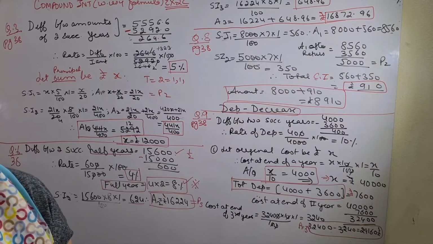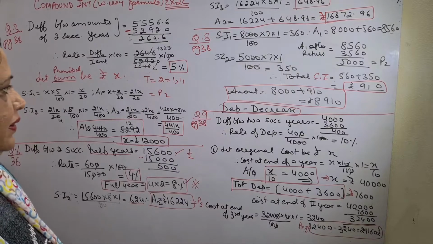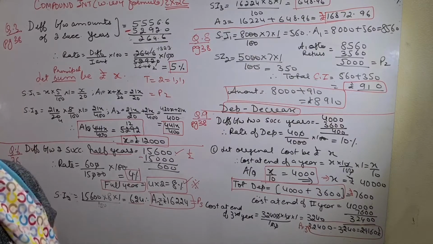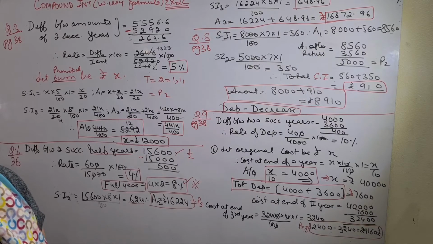8,000 is lent out at 7% compound interest. Question number 8. 8,000 is lent out at 7% compound interest. At the end of the first year, he returns 3,560 rupees. So you know what to do. This type of sum I have already discussed, but once more I will do it with you. 8,000, 7% compound interest for 2 years.